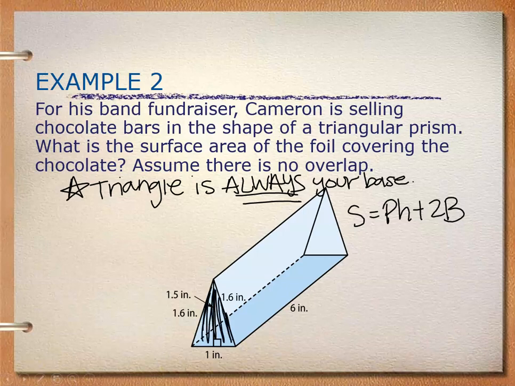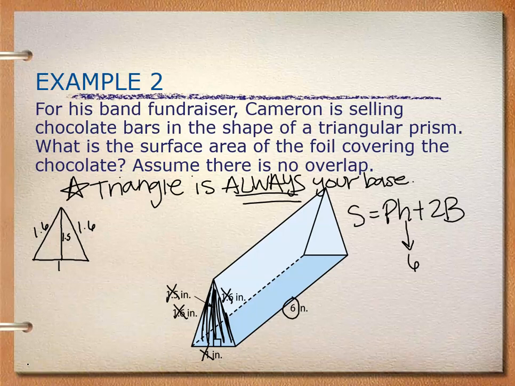When you shade your base, go ahead and draw it out to the side and write down all the numbers that come with it. So we have 1.6 here, we have 1.6 here, this is 1.5, and this is 1. Once you do that, you're going to go ahead and cross out all the numbers that you use. And this last number is the 6 here, the H. And again, like I said before, you don't use that number again.